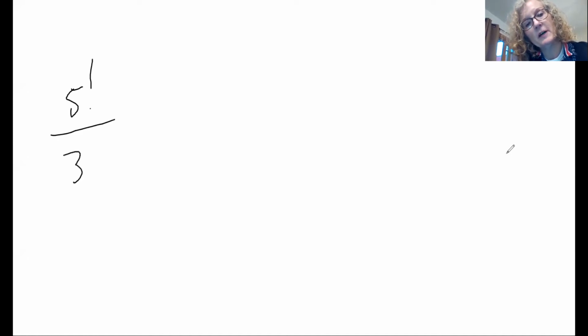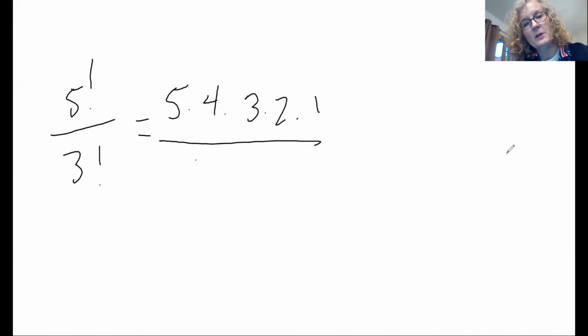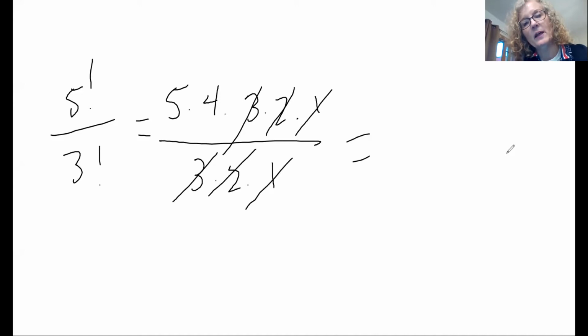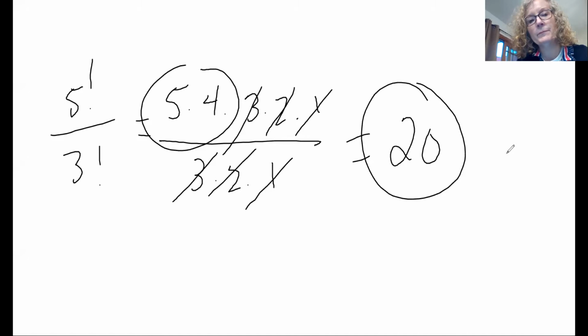Now, first of all, let's talk about the 5 factorial over 3 factorial. Well, you know that 5 factorial is 5 times 4 times 3 times 2 times 1. And you know 3 factorial is 3 times 2 times 1. Well, you see the 3's factor out, the 2's factor out, the 1's factor out, so I'm left with 5 times 4 is 20. Now, the guy who did the video showed you a shortcut, but I don't think he explained it very well. So I want to talk about that with you myself.